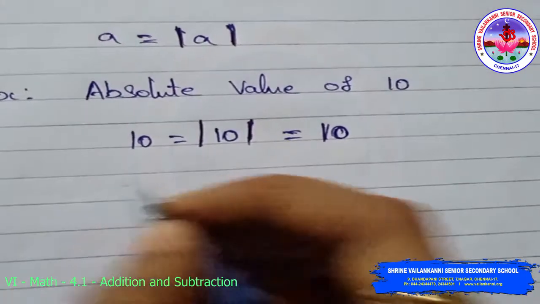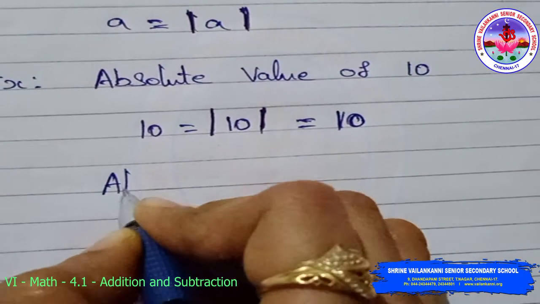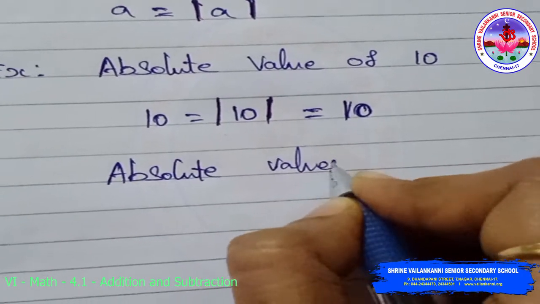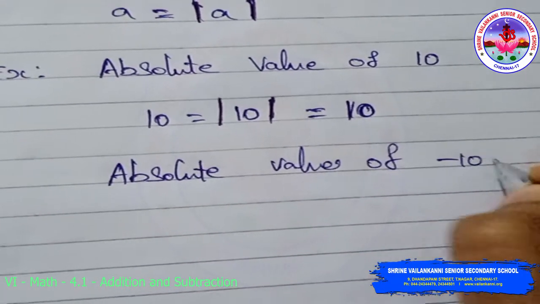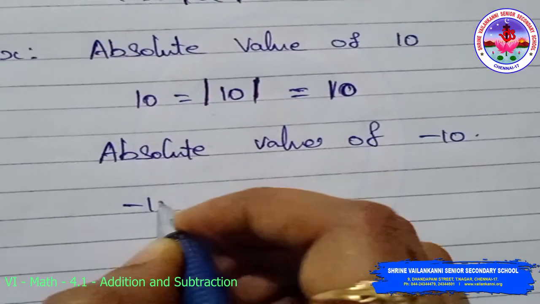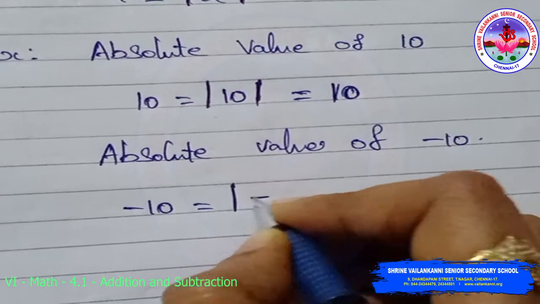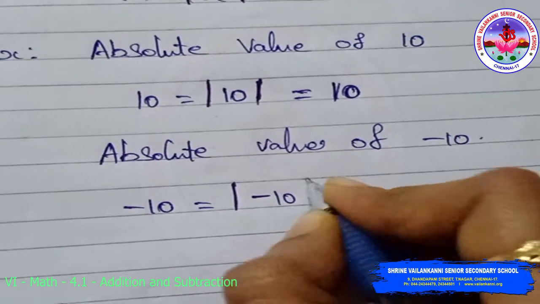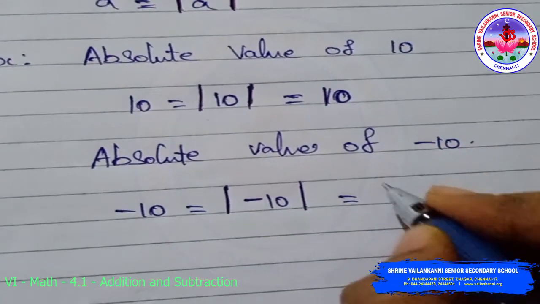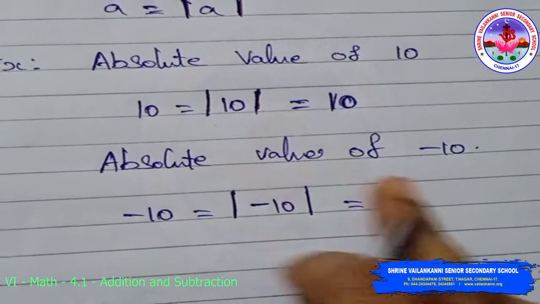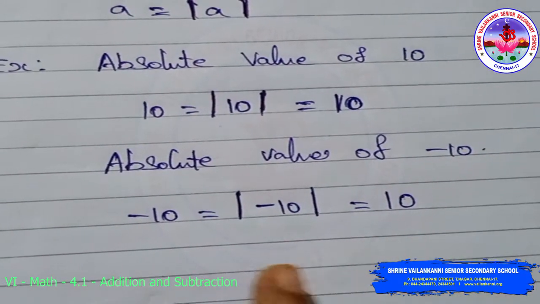The next example is absolute value of negative 10. Negative 10, using the modulus, that means absolute value, is equal to 10. That is, the absolute value of negative 10 is 10.